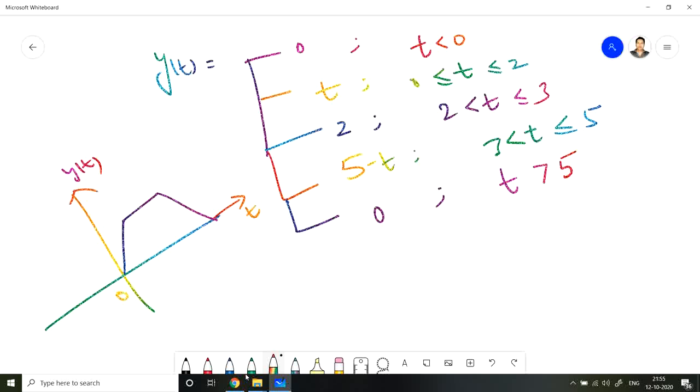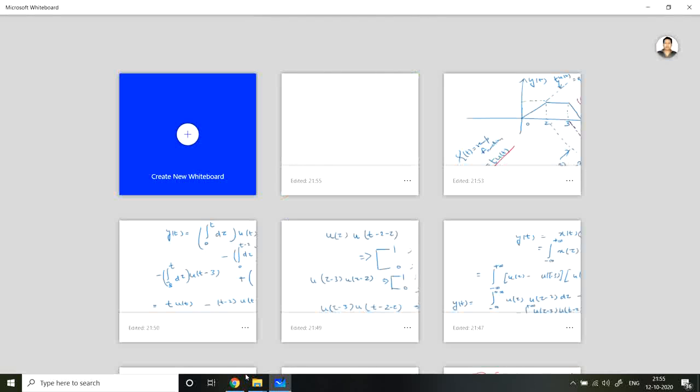So this is 0, this is 2, this is 3, and this is 5, and this is 2 only. The amplitude is 2 only. So this is the mathematical form we have represented y(t) in.